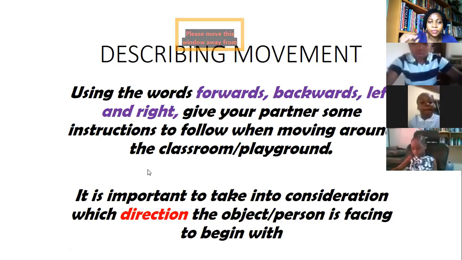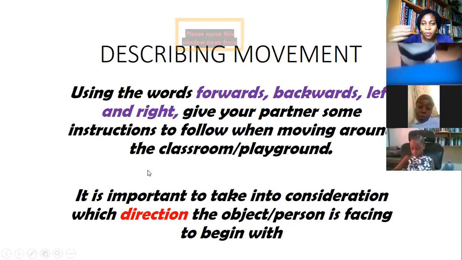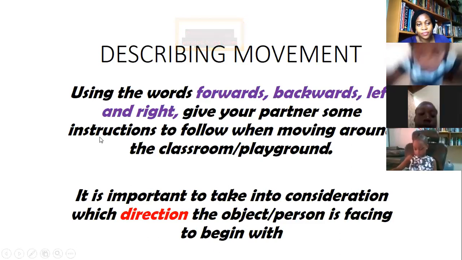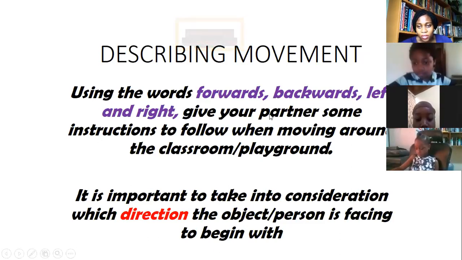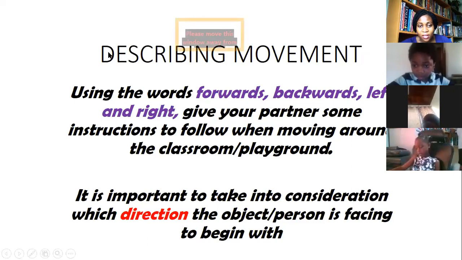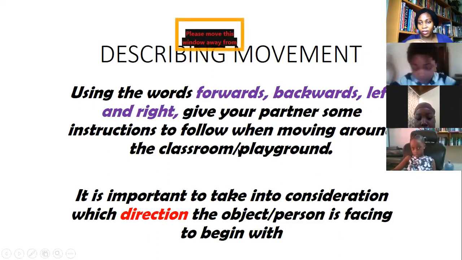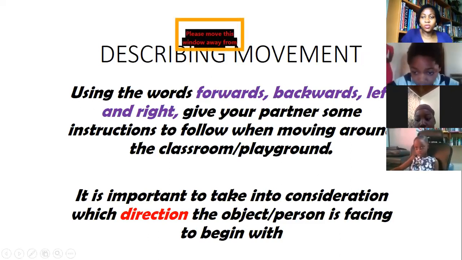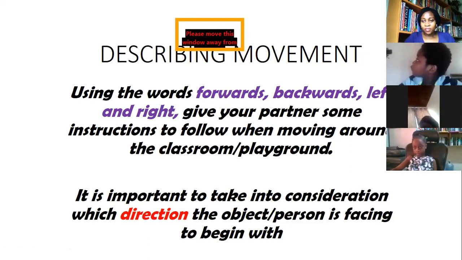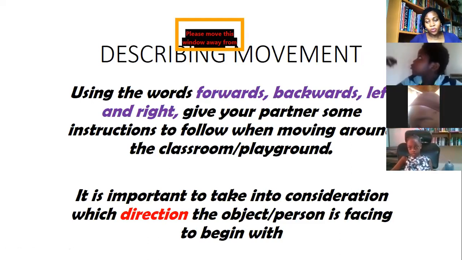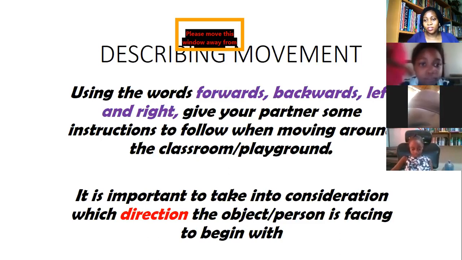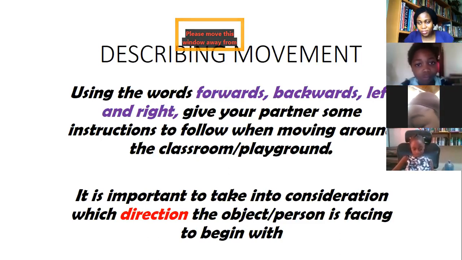Now, using the words forward, backwards, left and right, give your partner some instructions to follow when moving around the classroom. So for example, assuming you are on the playground and I say, move to your left, you know your left, you move. Move 2 steps to your right, so you count 2 steps to your right. Okay, that is what movement is about.